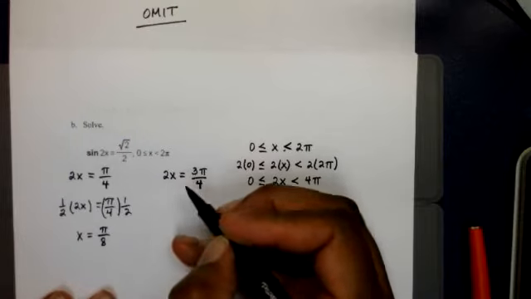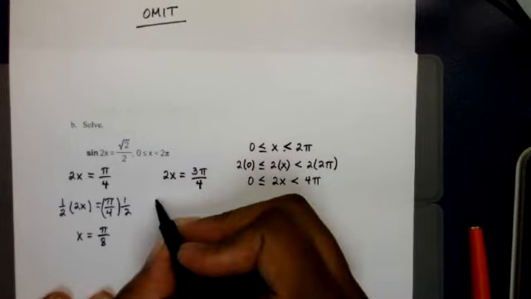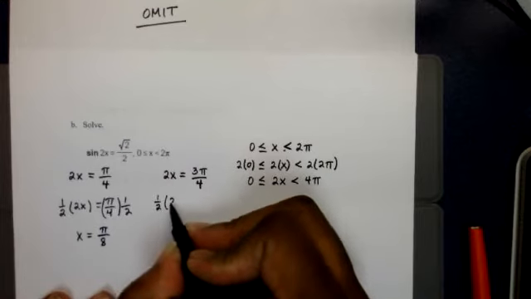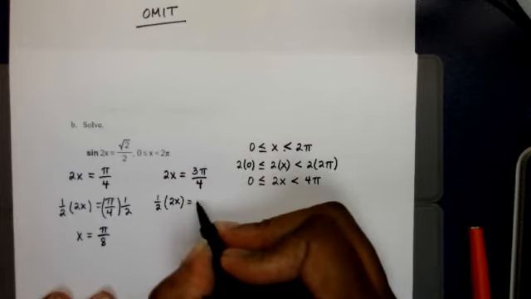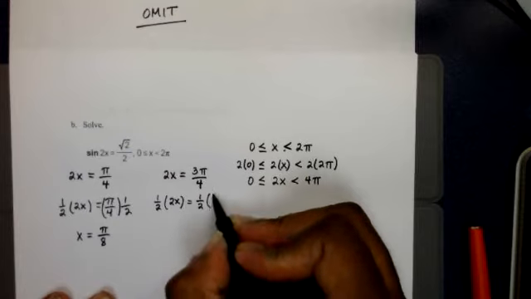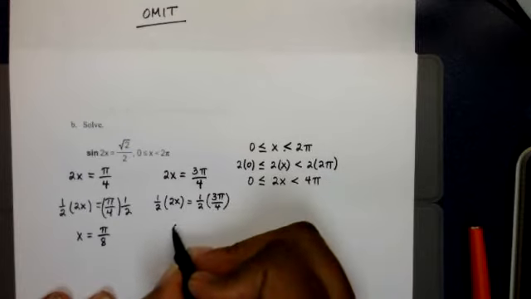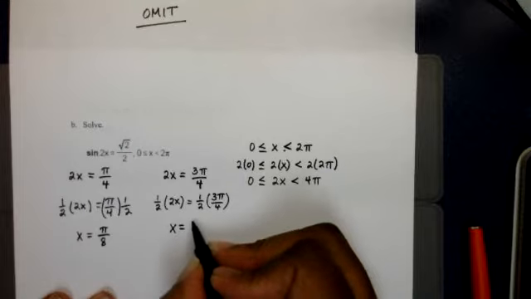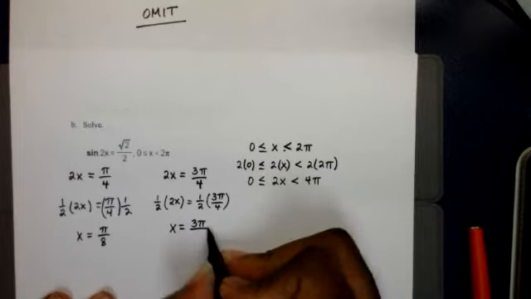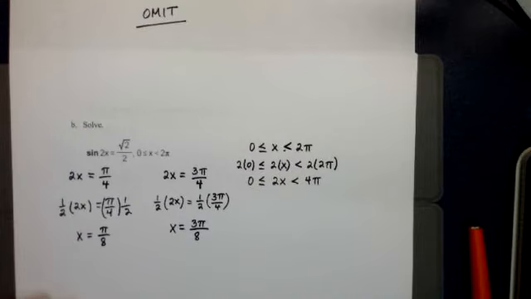And then for 2x equal to 3 pi fourths, we'll multiply both sides by 1/2 as well. So that means x is equal to 1 times 3 pi would be 3 pi over 2 times 4, which is 8.